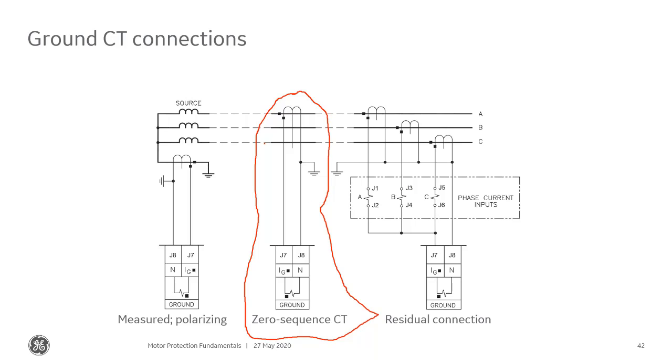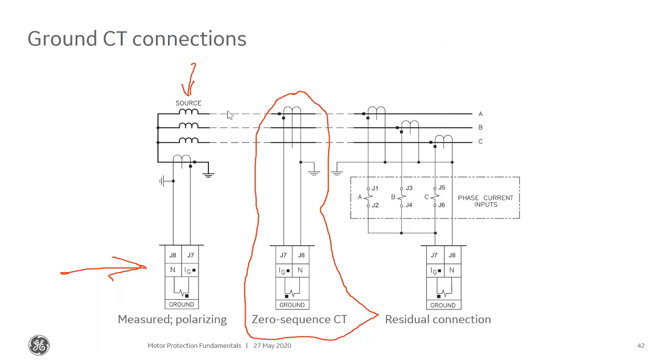The other connection that we might use, which I'll mention just briefly, is this measured polarizer. This is this connection here. You don't see this very often on motor relays. You typically see this on a distance relay or some other directional type element. And this source that we show here represents a transformer. So we might measure the ground current on that transformer to directionalize, to polarize a directional overcurrent or distance element.